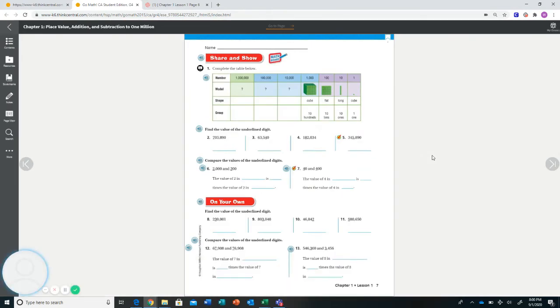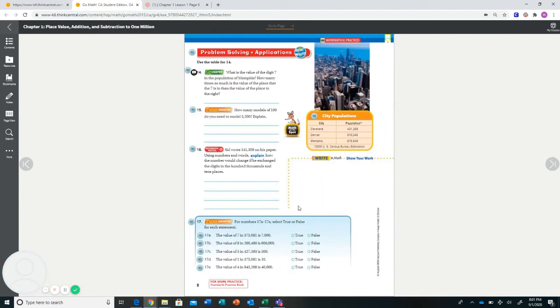I'm going to show you the rest of the page. You are on your own. It even says, on your own. Use the information that we just did. Complete the bottom of this page. And let's take a quick look at the next side.